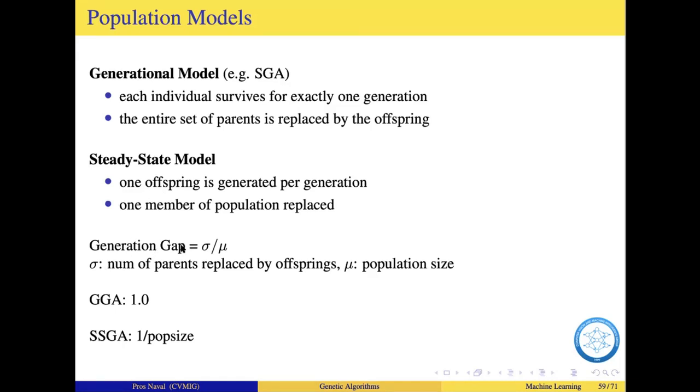The generation gap is defined as sigma over mu, where sigma is the number of parents replaced by the offsprings, and mu is your population size. For your generational model, the two are the same. The number of parents replaced by the offspring is the same as the population size, right? So all of them are replaced by the offsprings. So 1 is the value for the generation gap. Now for the steady state genetic algorithm, you only have 1 divided by the size of the population.